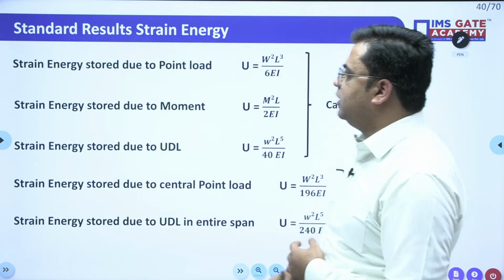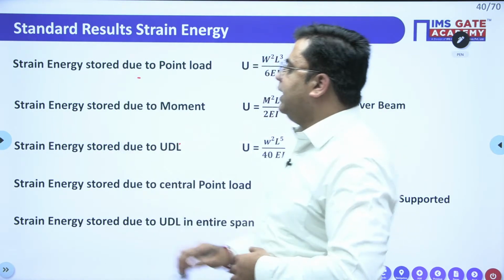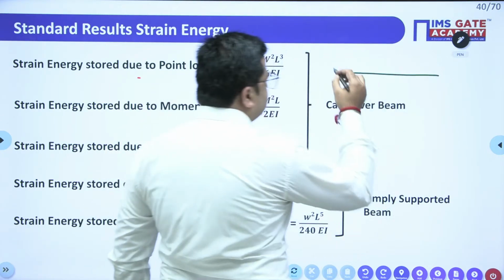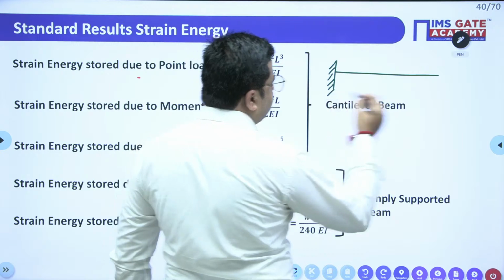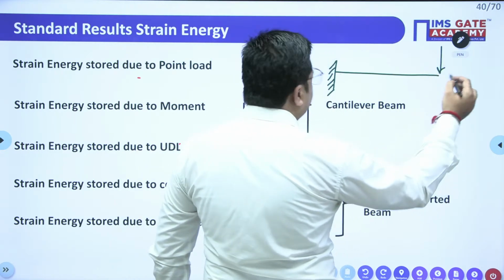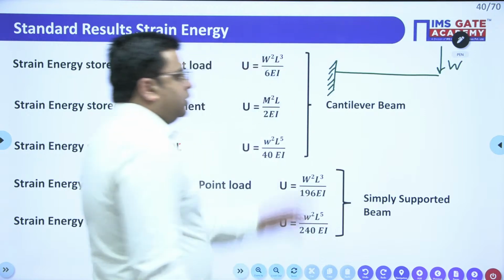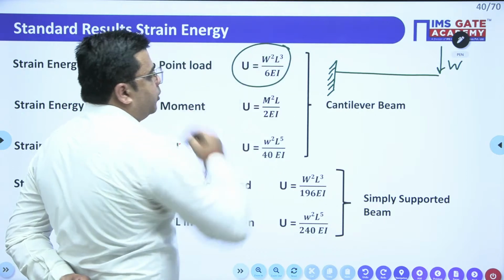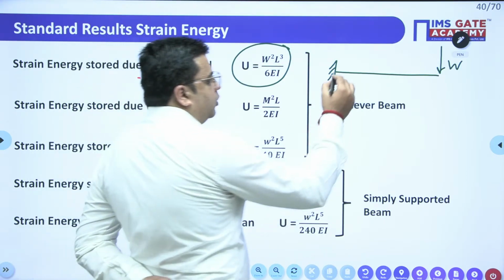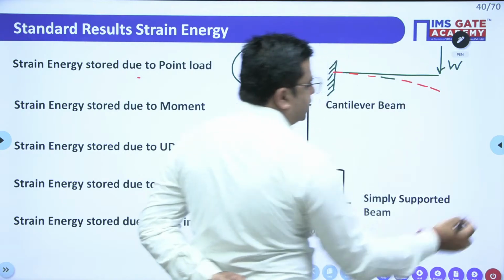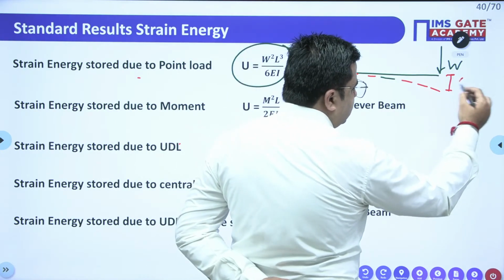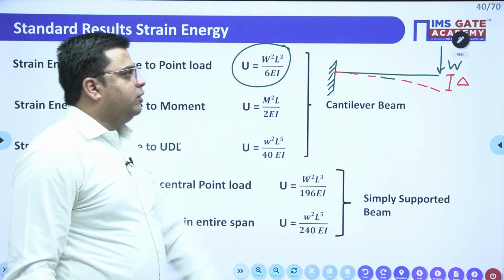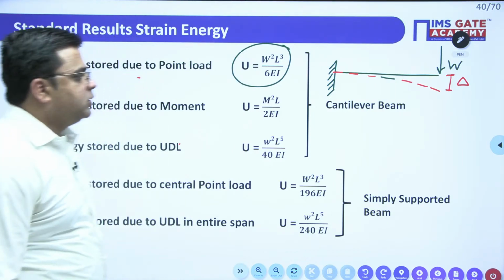So for standard results of strain energy, for a cantilever beam, if a point load is acting at its free end, so if I draw a cantilever beam like this, and if I apply a point load W at its free end, right? The total amount of strain energy stored will be equal to W square L cube upon 6 EI. Due to this point load, this cantilever will undergo deformation like this, and it is going to have deflection of delta. So the total amount of strain energy stored will be equal to W square L cube upon 6 EI.